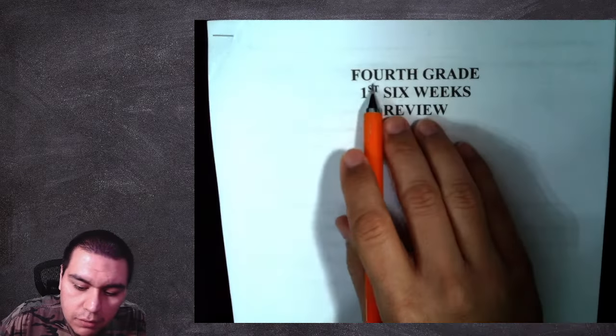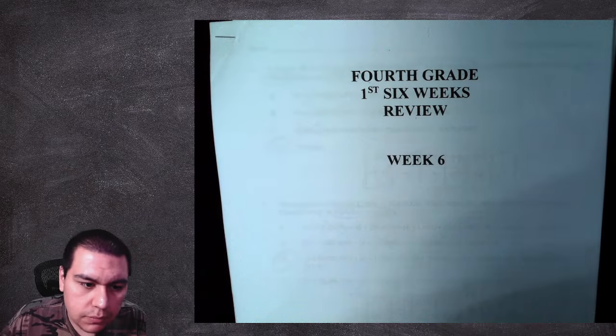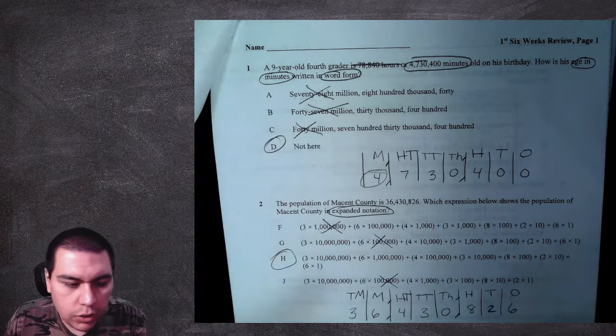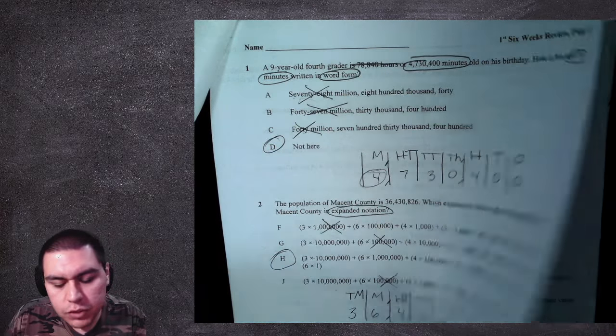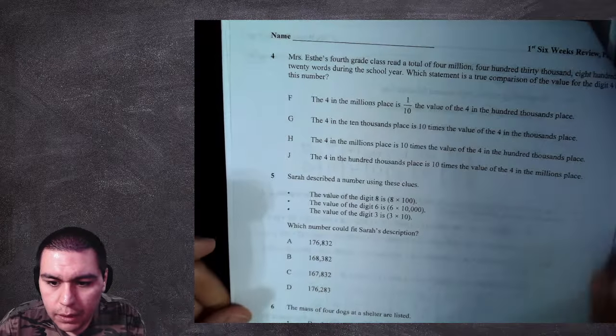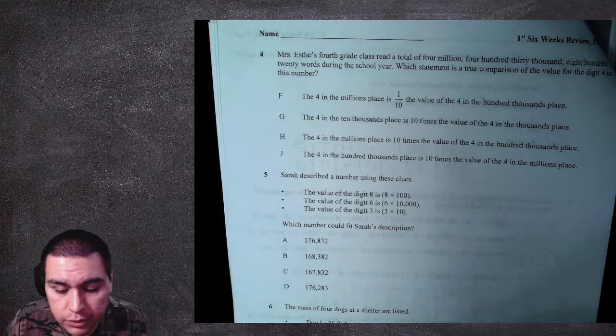Again, the packet you're looking for says this on the front. Fourth grade, first 6 weeks review, week 6. Same packet we started working on yesterday. We did problems 1, 2, and 3 yesterday, which means we're on problem 4 today. And problem 4, just like problems 1, 2, and 3, is another place value question.